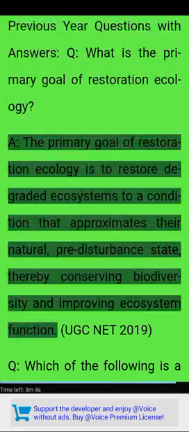Q. What is the primary goal of restoration ecology? The primary goal of restoration ecology is to restore degraded ecosystems to a condition that approximates their natural, pre-disturbance state, thereby conserving biodiversity and improving ecosystem function.